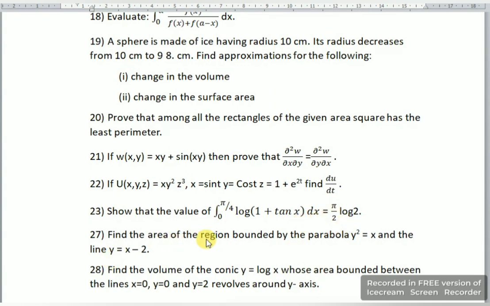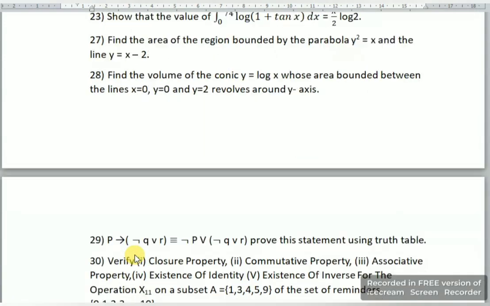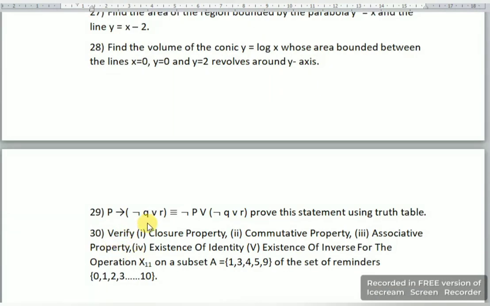Next, find the area of the region bounded by the parabola y squared is equal to x and the line y is equal to x minus 2. Next one, find the volume of the solid when the region bounded by y is equal to log x between the lines x equal to 0, y is equal to 0 and y is equal to 2 revolves around the y axis. Next one, prove that the statement p implies q or r is equal to (p implies q) or (p implies r). Prove this statement using truth table.